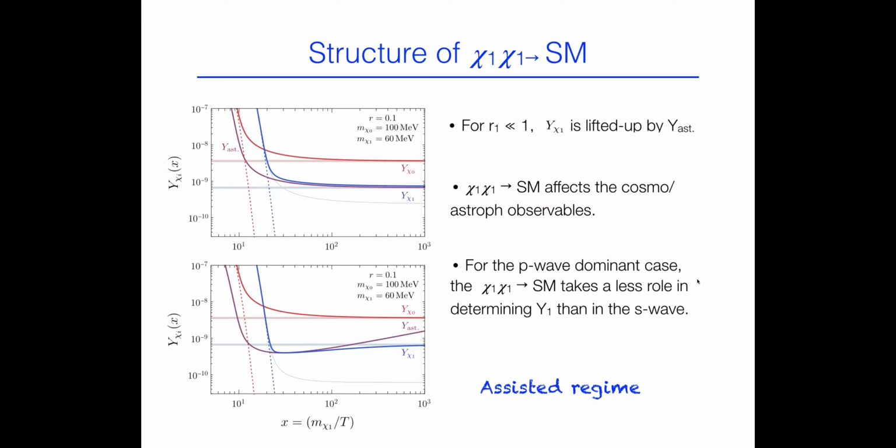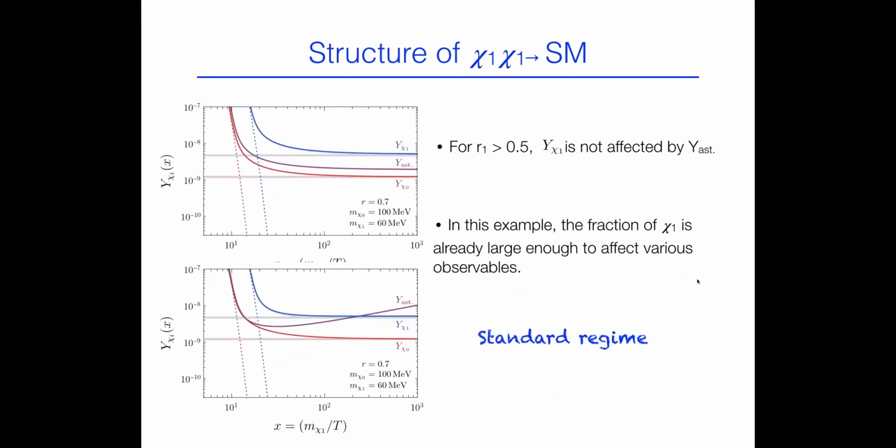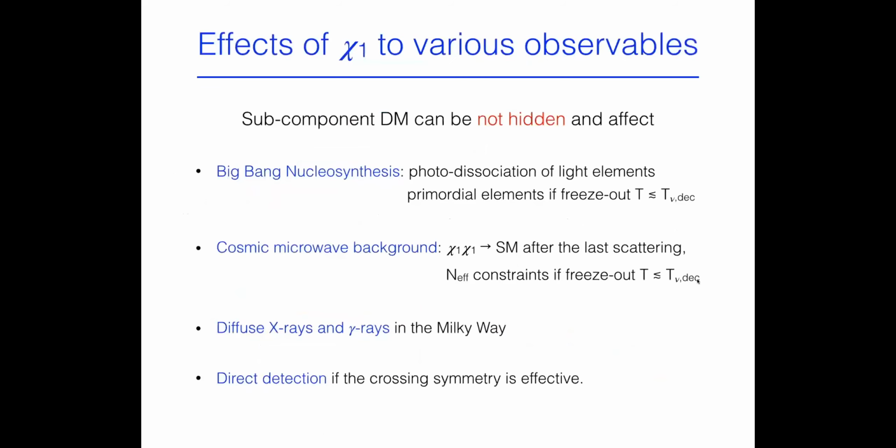Now, for the P-wave dominant case, the light dark matter pair annihilation into the standard model sector plays a lesser role in determining the comoving number density of light dark matter than in the S-wave case. So we call this kind of parameter region the Y-assisted region. And when the fraction of light dark matter is dominant, at least larger than 50%, then the comoving number density of light dark matter is not affected by the Y-assisted effect anymore. It just follows what we expected in WIMP. So we call this region the standard region.